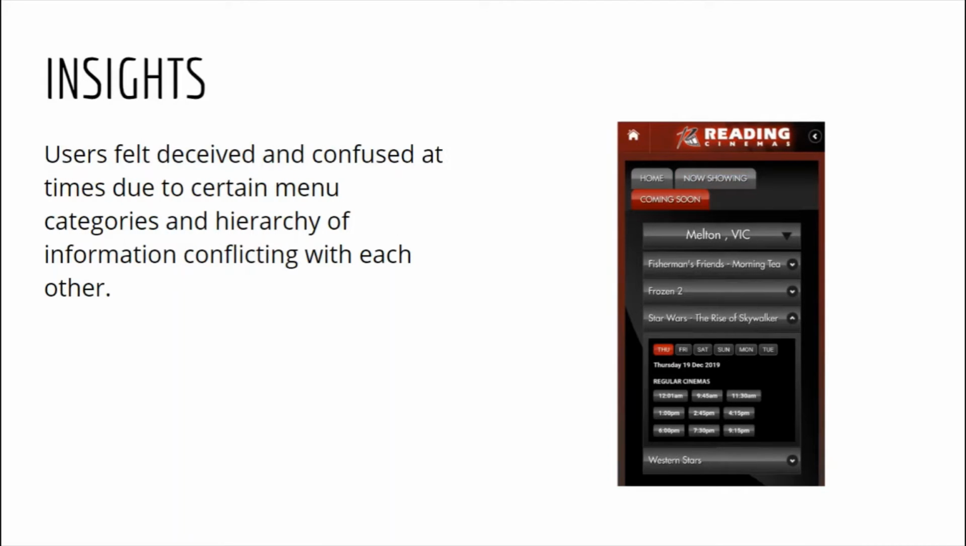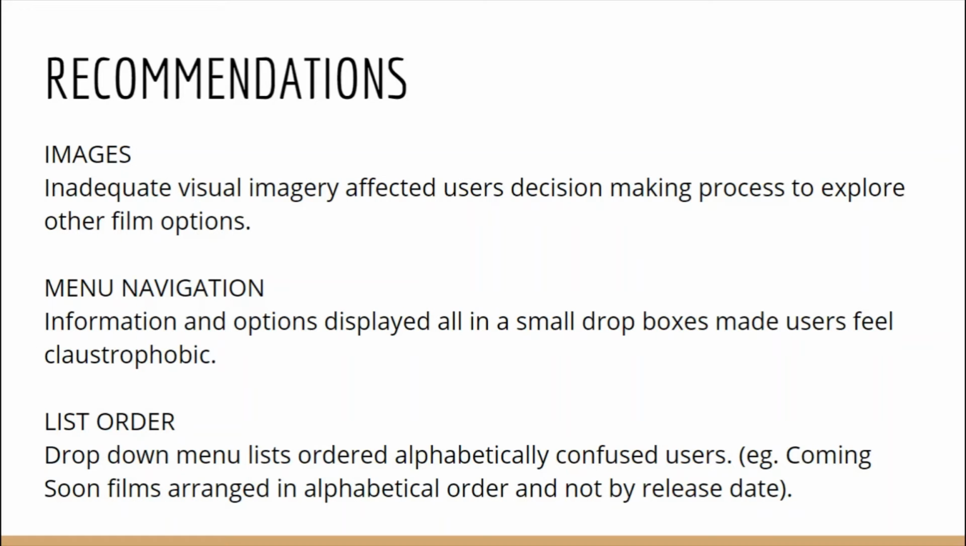Number 3, users felt deceived and confused at times due to certain menu categories and hierarchy of information conflicting with each other. So when you go on the Coming Soon tab and click on Select Cinemas, it is ordered alphabetically and not by release date.